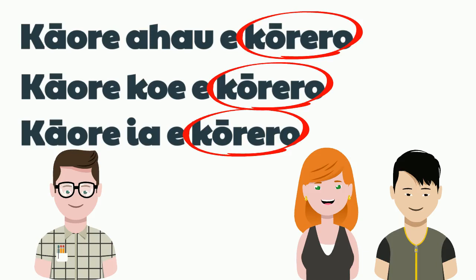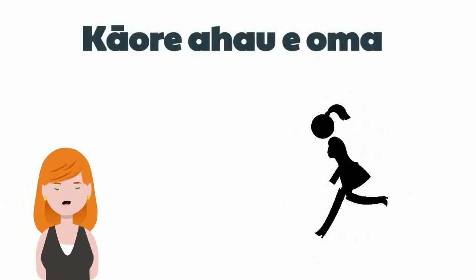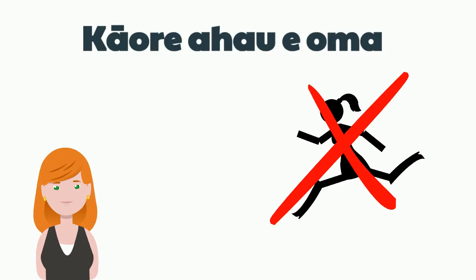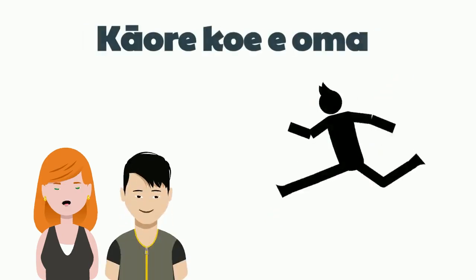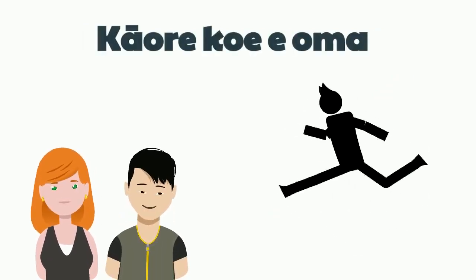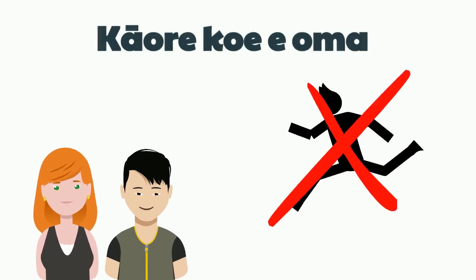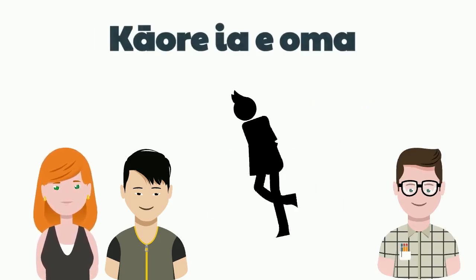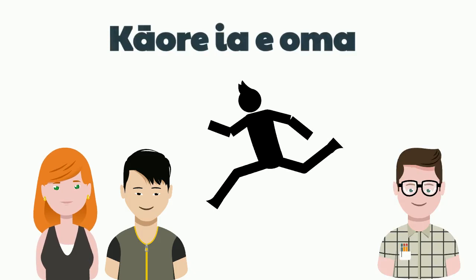Just like the present tense, we can change the verb to change the action. Oma means run. Ka hore ahau e oma. I will not run. Ka hore koe e oma. You will not run. Ka hore ia e oma. He or she will not run.